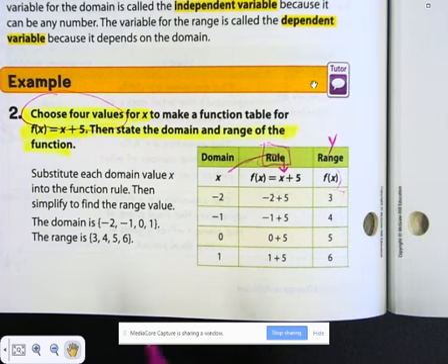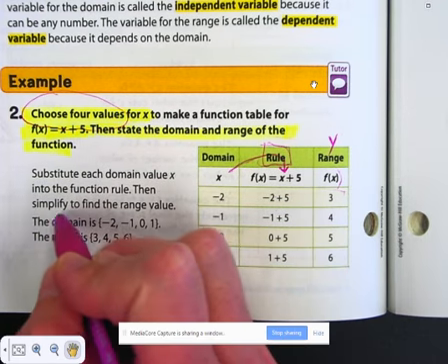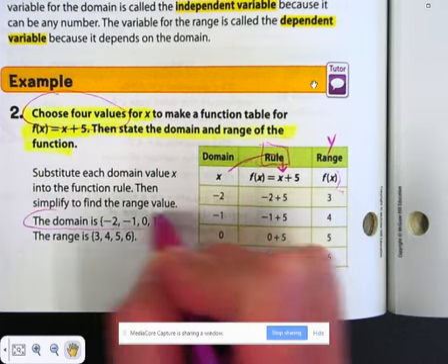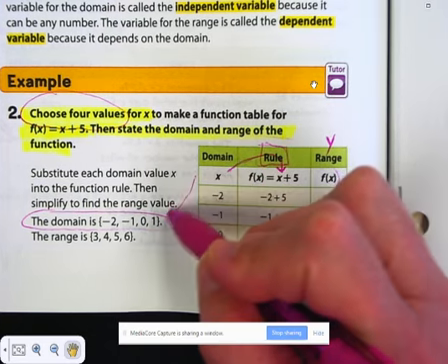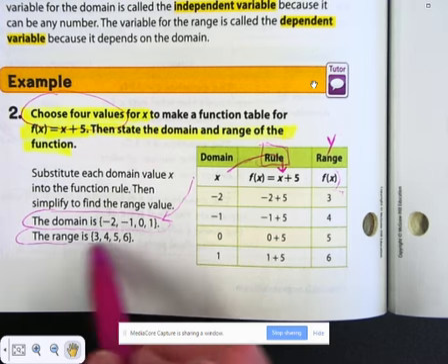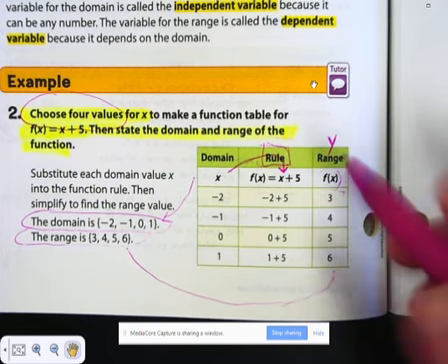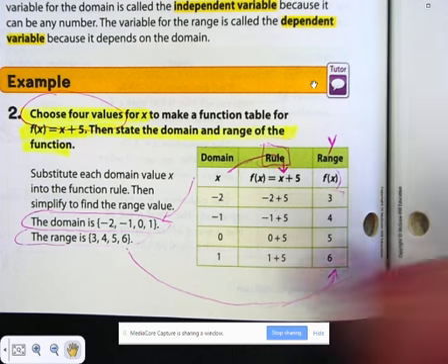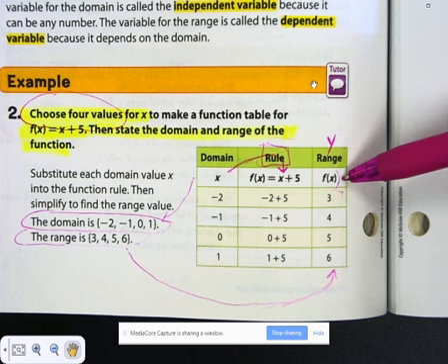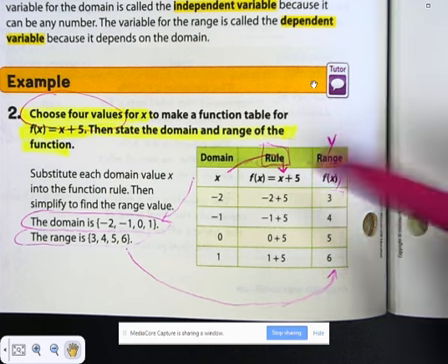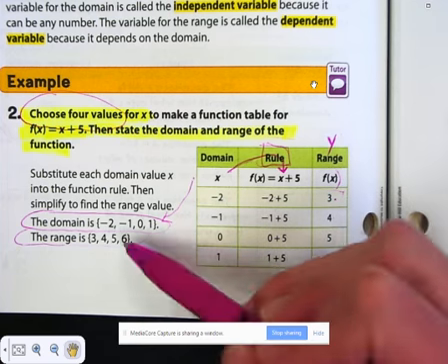So then what we're going to do is state the domain and the range. The domain are your x values. So negative 2, negative 1, 0, and 1. These are the domain. The range are your y values. Remember, your y values are your output values, your answers. Once you plug these numbers in for x, your answers are your y values. So the range is 3, 4, 5, and 6.